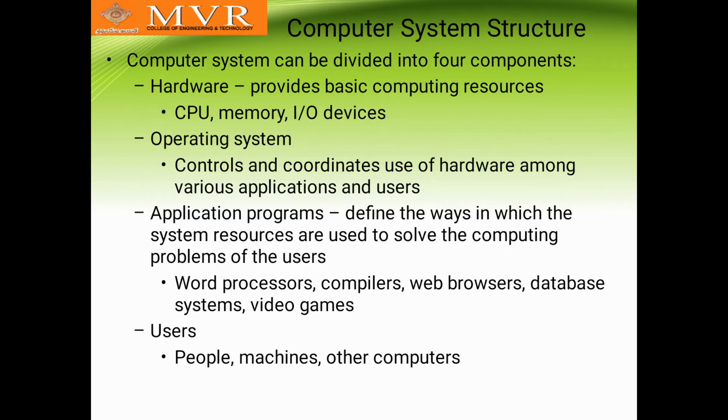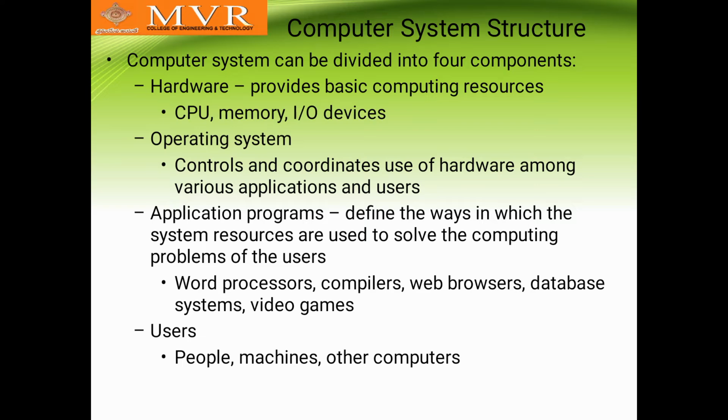The computer system structure can be divided into 4 components: hardware, operating system, application programs, and users. The hardware provides the basic computing resources: CPU, memory, input devices, and output devices.